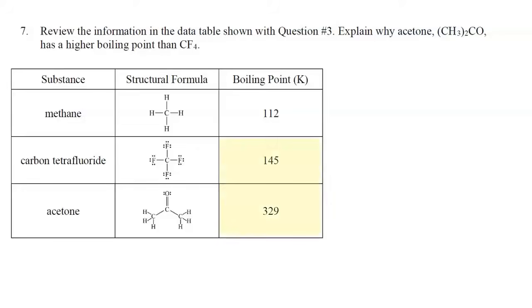But now we're comparing CF4, carbon tetrafluoride, and C3H6O, acetone. These two molecules actually have pretty comparable, similar size electron clouds. So it's not about the size of the electron cloud, it's about the polarity. CF4 is classified as a nonpolar molecule, so it has tetrahedral geometry and all the bond dipoles cancel out, whereas acetone, which has a central atom with trigonal planar geometry, the dipoles in that molecule do not cancel each other out.